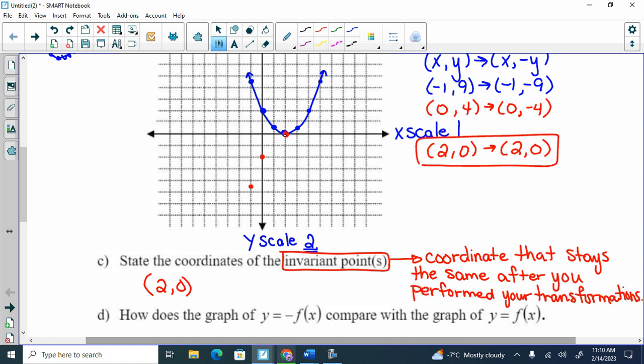Okay, and then we have this one becomes, nope. One goes here, this one goes here, this one goes to 9.